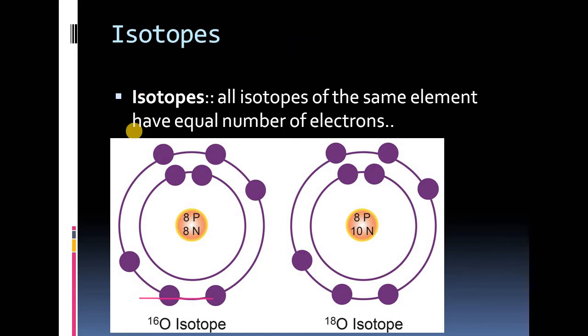Now, isotopes, what are they? This is an oxygen atom, and this is another oxygen atom, and they are isotopes of each other. Do you see the difference? They differ in the number of neutrons. They have the same number of electrons but a different number of neutrons. We call them isotopes.